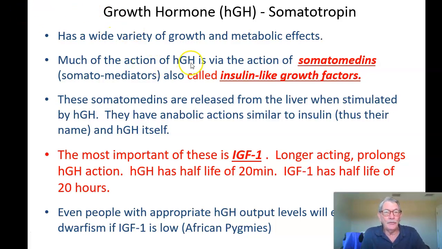So what it does, it goes out to the cells, but it also goes to your liver and causes the liver to make insulin-like growth factors, or somatomedins. Somato means body, so body mediator. They called them insulin-like growth factors because when they first discovered them, they were using insulin-looking receptors. The catalytic receptor. It's a different kind of receptor. And they said, well, that looks like insulin, and it's causing growth. So we're going to call it insulin-like growth factor.